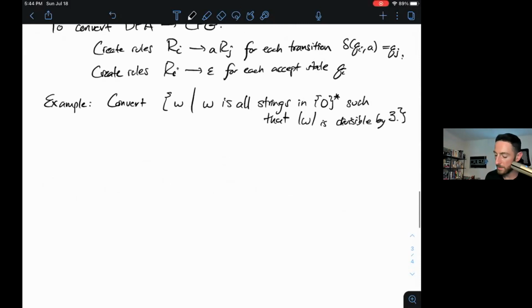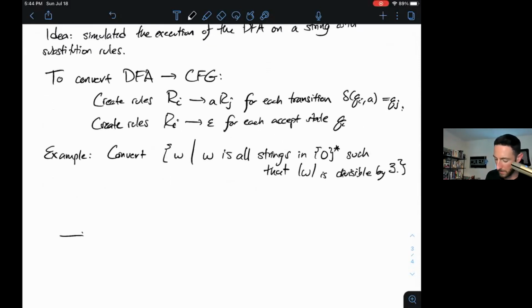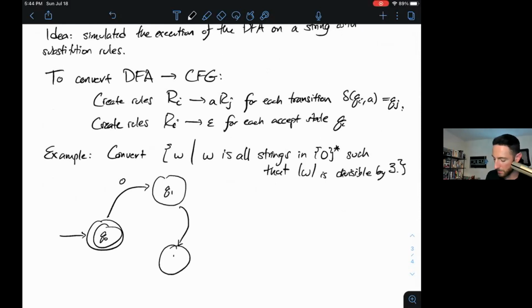All right, so we've seen earlier that the following DFA will recognize this language. We'll accept on the empty string, and then on other strings, every time we read in a 0, we will move from Q0 to Q1 to Q2 and back to Q0. Every time we've read a multiple of 3 zeros, we'll be back in the start state. We're in the start state only if we've read a multiple of 3 zeros. So let's see how this DFA turns into a CFG following our rules.